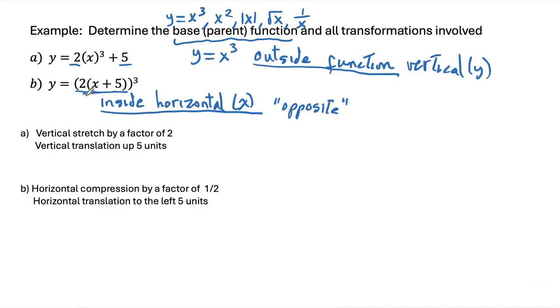If you look at the 2 right there, instead of multiplying the x values by 2, think of it as 2 over 1. Flip it. When you flip it, you get 1/2. So the x values are actually going to get multiplied by 1/2, and we call that a horizontal compression. Compression because the numbers get smaller, and they're going to get smaller by a factor of 1/2.